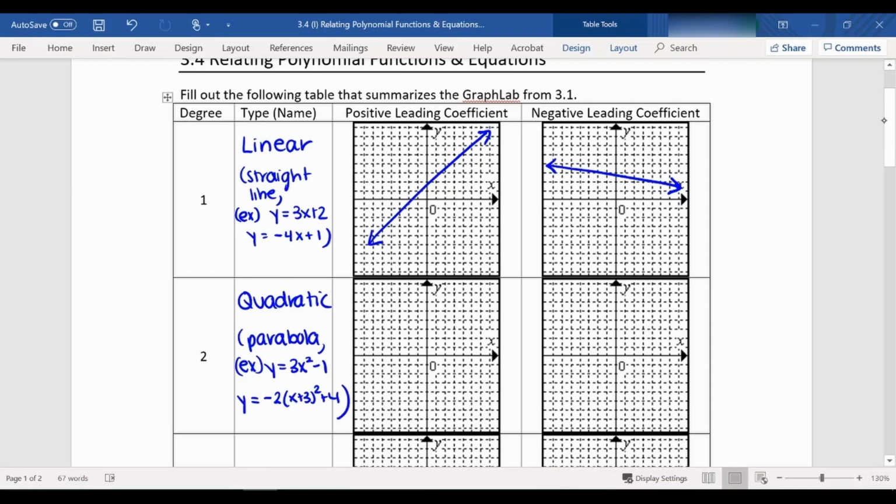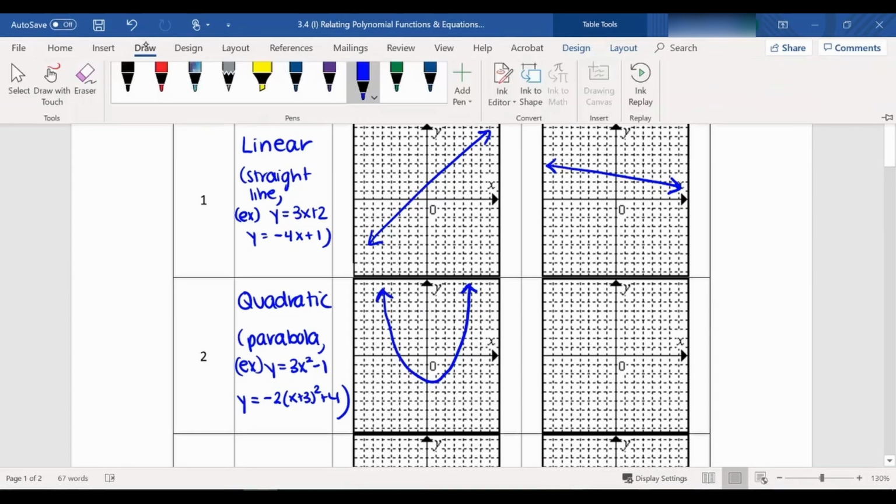So a positive leading coefficient would be similar to the 3x squared plus or minus 1 that I gave you. This means you would open upwards. It's going to be a U shape, and the tails will go in the same direction. So they either have to both go up or both go down. So something like that would be like this. Another example, they do not have to be below the x-axis.